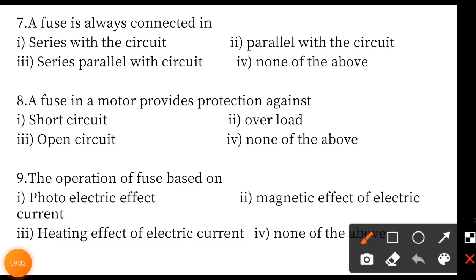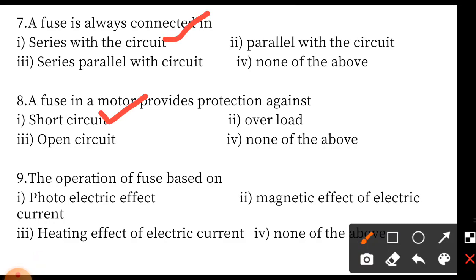Next question, a fuse is always connected in series with the circuit, parallel with the circuit, series parallel with the circuit, none of the above. A fuse wire is connected in series with the circuit. Eighth question, a fuse in a motor provides protection against short circuit, overload, open circuit, none of the above. Answer is short circuit.